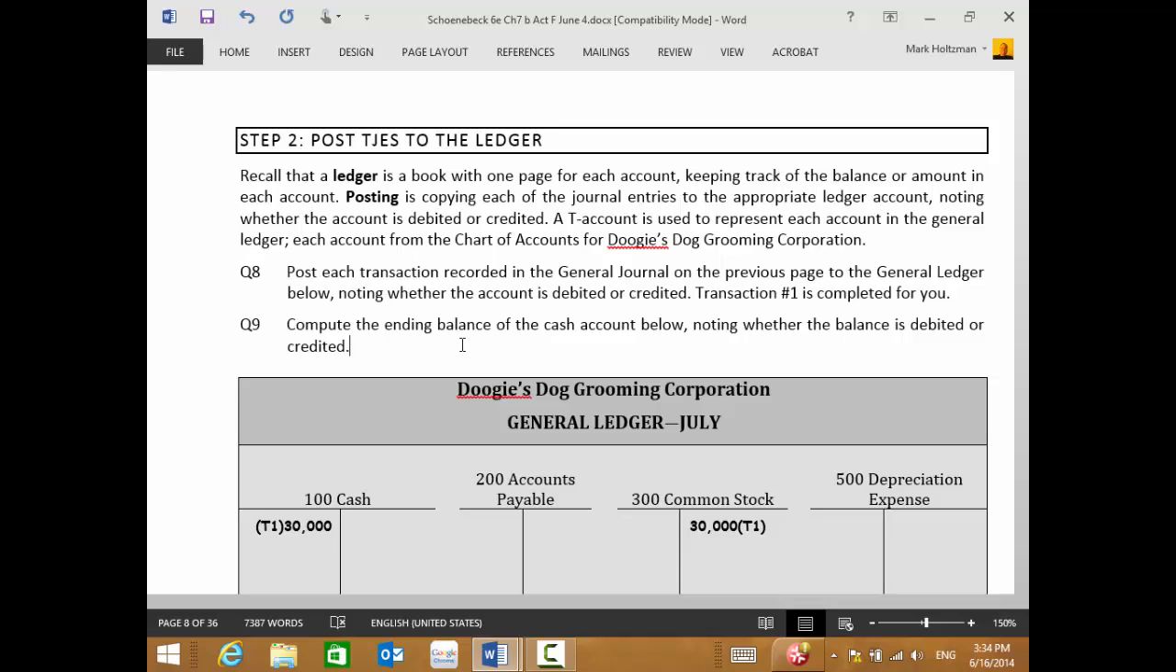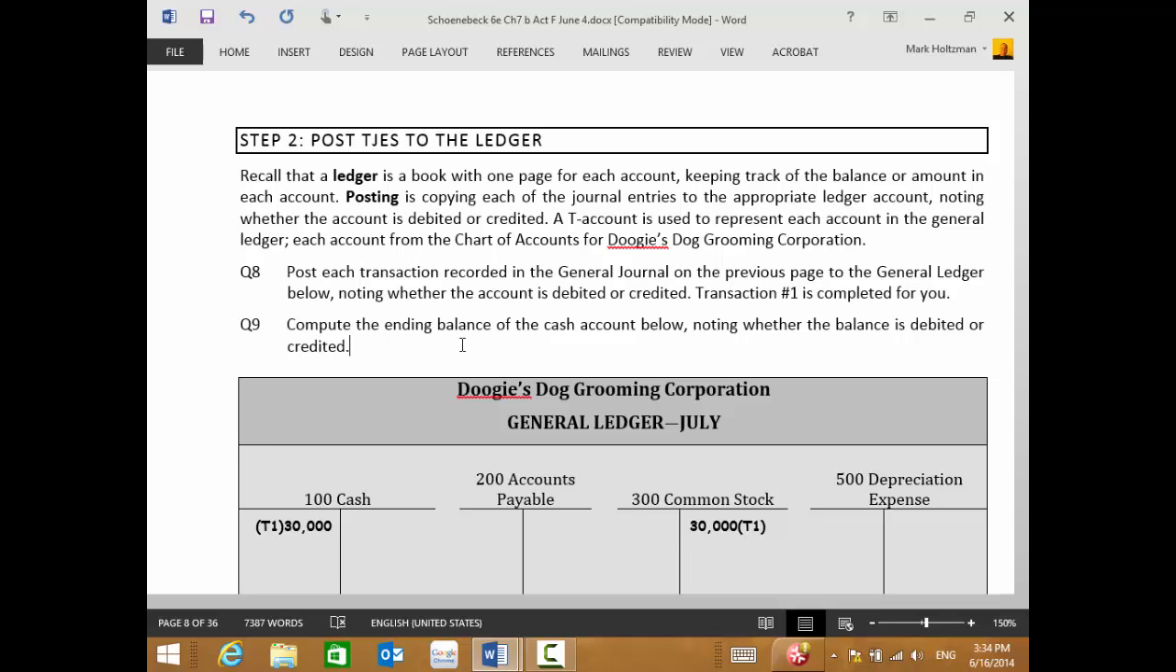So on your cash page, every time you increase cash, you write a little note, I increased cash for this. Every time you pay cash, you write a little note, I decreased cash. And that's called posting. Now, in a computer, this will just be done automatically for you. But it's important to understand how it works. So basically what you're doing here is copying the information from the journal entries into the appropriate ledger accounts.